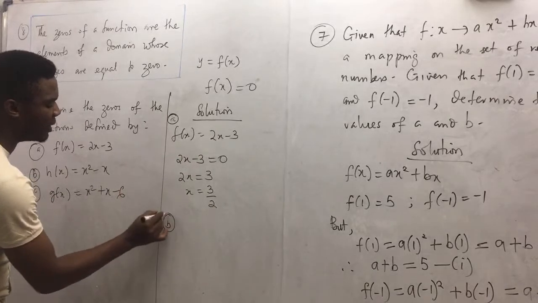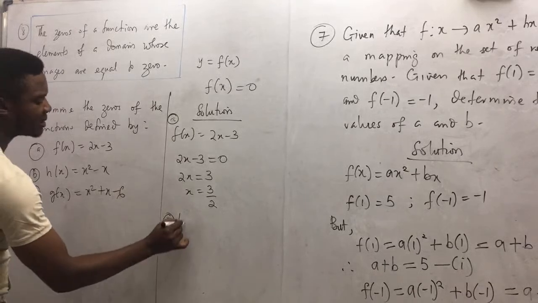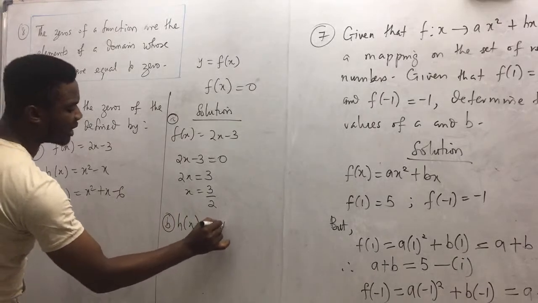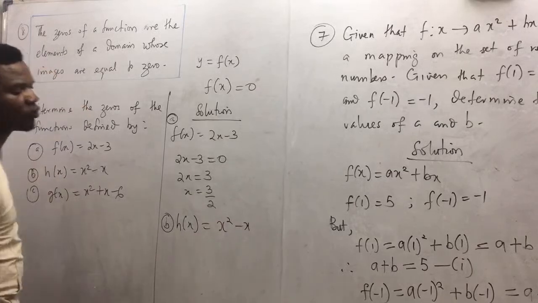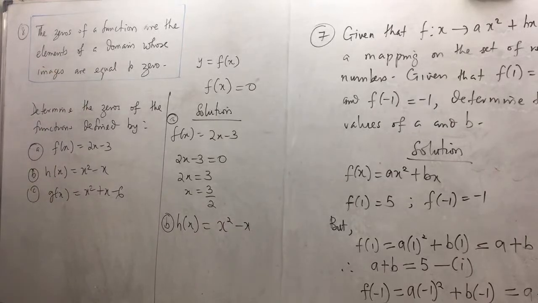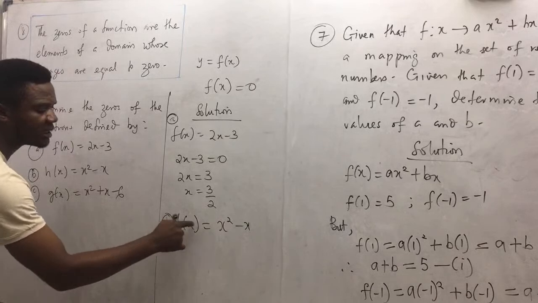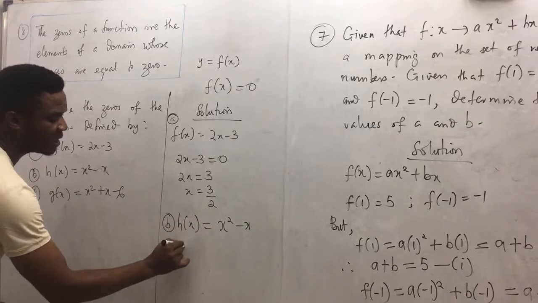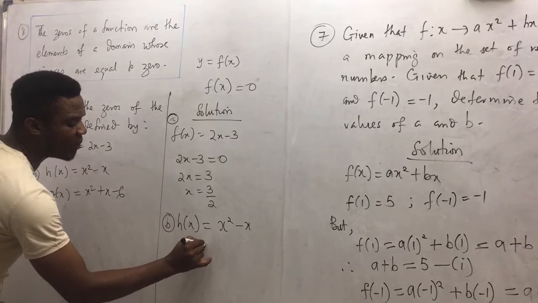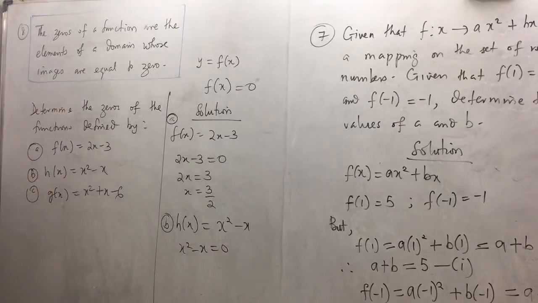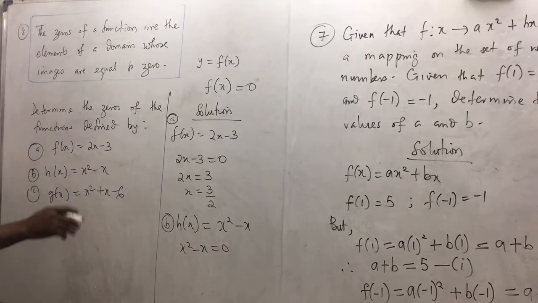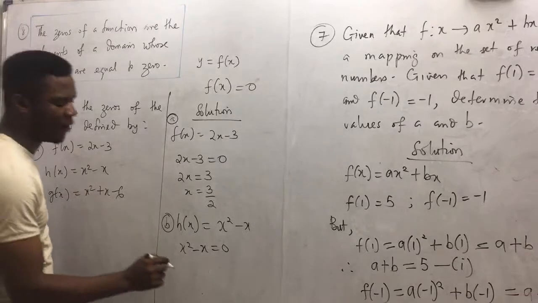Now let's go to problem B. Problem B requires us to find the zero of this function, x squared minus x. How do we obtain the zero again? The zero of h of x equals x squared minus x is obtained when you equate x squared minus x to 0. Now I wouldn't want you to make a mistake. This problem is quadratic, so don't fall into the trap of solving this problem carelessly.